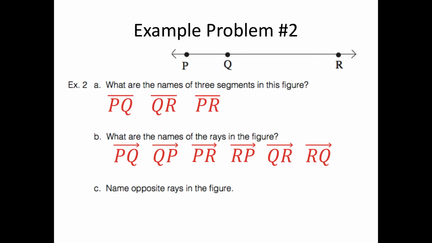Yeah, so QP here is a ray. Oh, it's the opposite. Yeah, so you're saying QP and QR, exactly right. Those are the opposite rays. One's going all this way to the left, one's going this way to the right. Together, those 2 opposite rays make line PR.